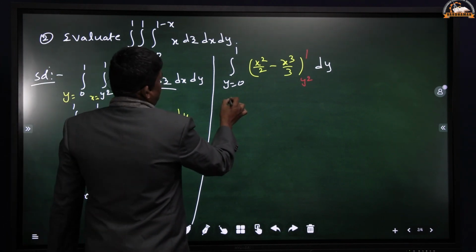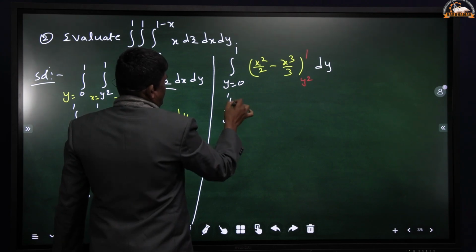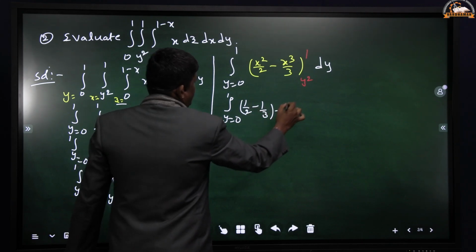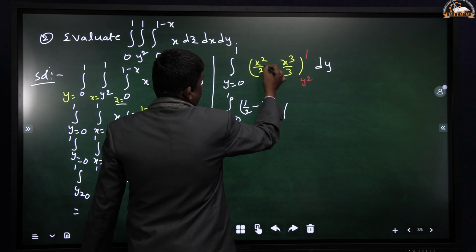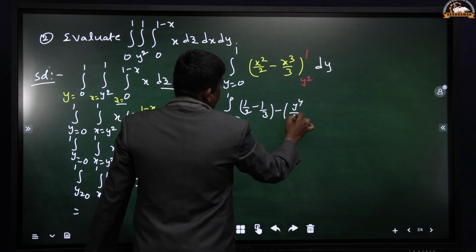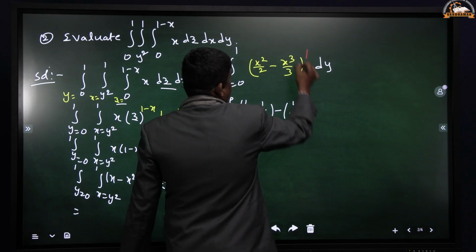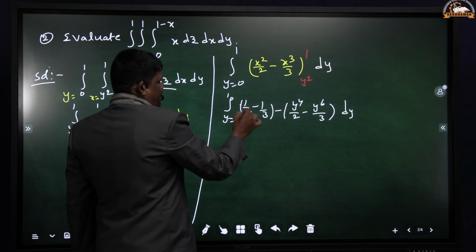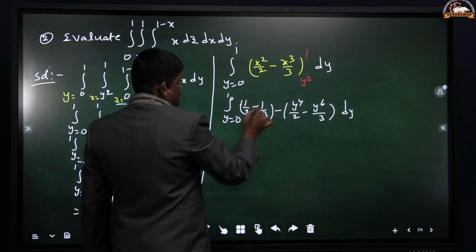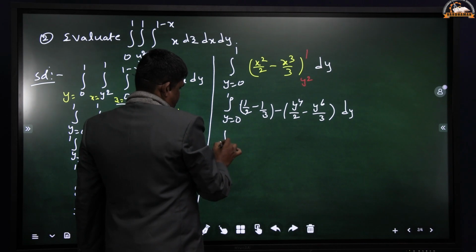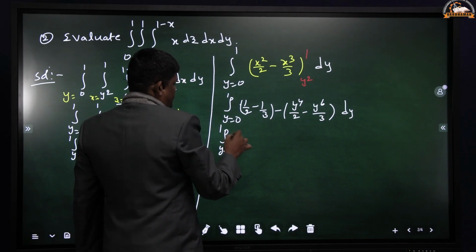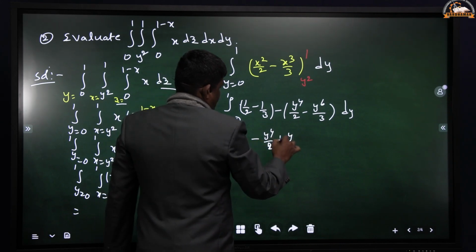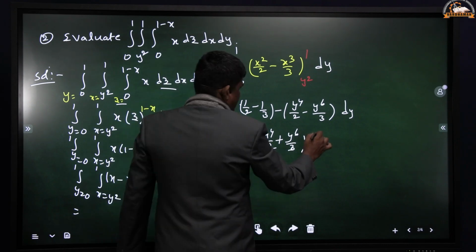Substitute. You are going to get integral y is 0 to 1 of 1 by 2 minus 1 by 3 as upper limit, minus the lower limit, which is y square whole square, y power 4 by 2, minus y square whole cube, y power 6 by 3, dy. Now 1 by 2 minus 1 by 3, LCM is 6, and 3 minus 2, so you are going to get 1 by 6. Integral y is 0 to 1 of 1 by 6 minus y power 4 by 2 plus y power 6 by 3, dy.